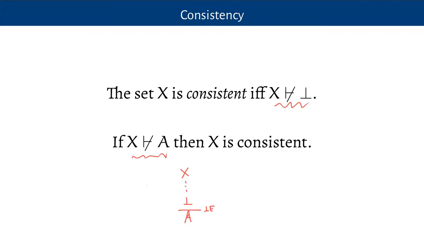So whenever we're trying to build a model which makes the X's true and the A false, we're going to do this with a consistent set X. And we're trying to make the set a bigger and bigger set so it describes a whole model, so that it gives us a way of constructing a whole description of how things might be, which satisfies all the other conditions.